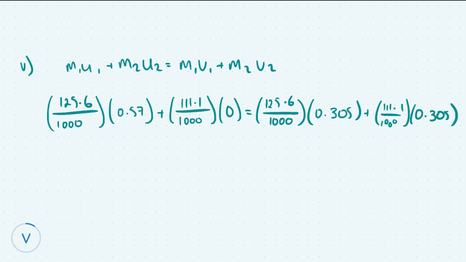For the second term, we have m2 times u2. The mass of m2 is 111.1 grams, and once again, we are dividing by 1,000 to convert this into kilograms. We are also going to be multiplying this by u2, which in this case is 0. The reason that we multiply by 0 here is because the velocity of the second one is 0 as it is staying completely still. This is because in the question we see that one cart is going to collide with another cart that is staying completely still and stationary, and this is why the velocity of the second cart is 0.